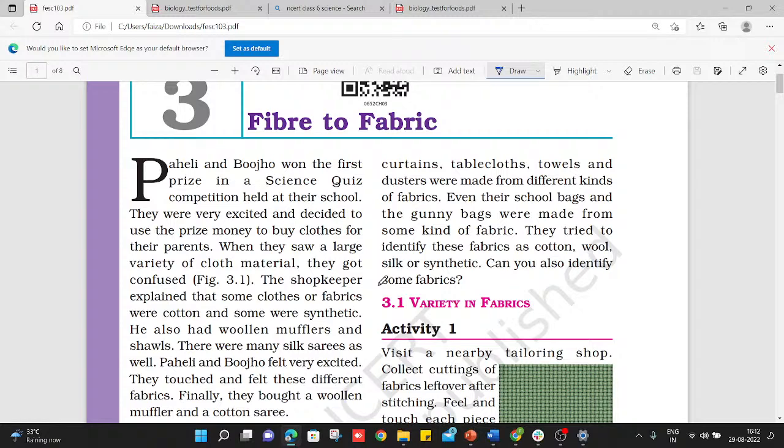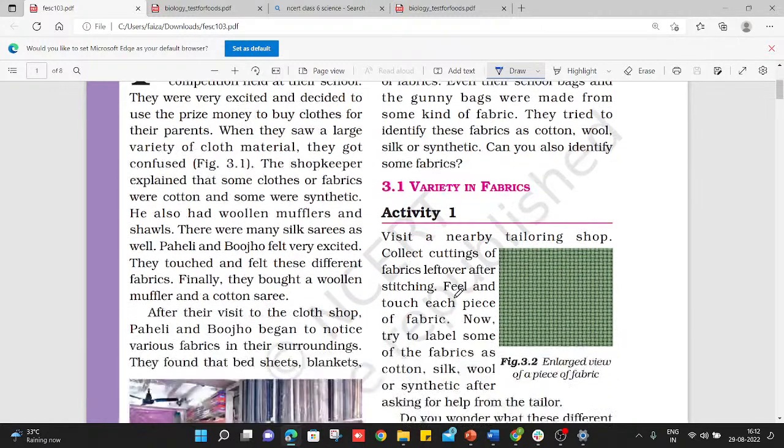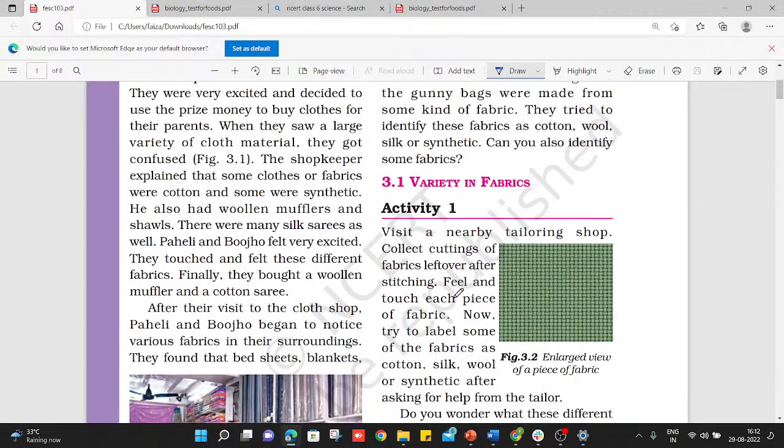The shopkeeper explained that some clothes or fabrics were cotton and some were synthetic. He also had woolen mufflers and shawls. There were many silk sarees as well. Paheli and Buju felt very excited. They touched and felt those different fabrics. Finally, they bought a woolen muffler and a cotton sari.